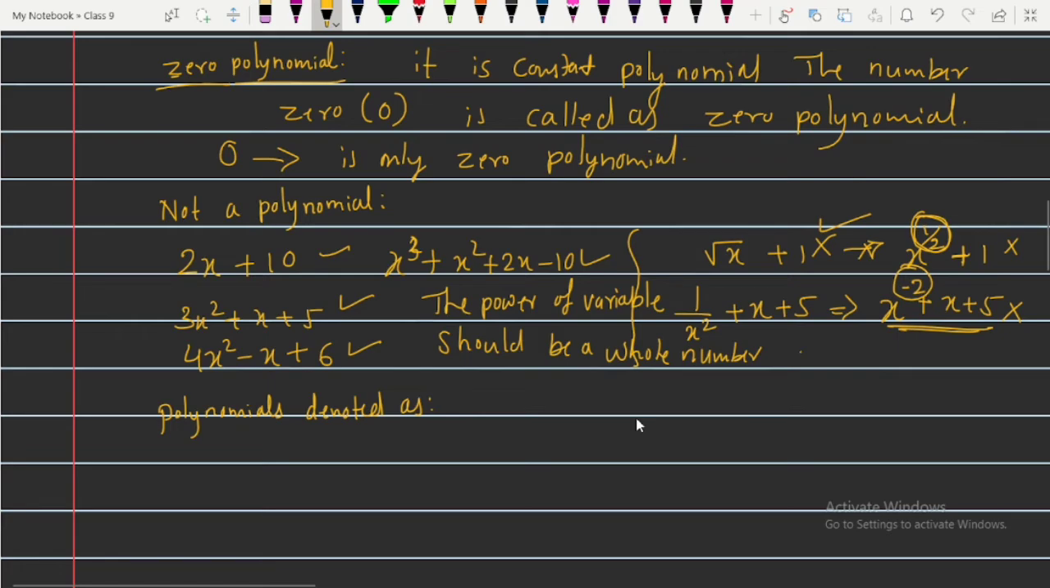You can give again x raised to minus 3, 2x plus 5. This is also not a polynomial because the power of the variable is negative. So if the power of the variable is not a whole number, then it is not a polynomial. I hope you understood which are polynomials and which are not. The power of the variable should be a whole number in a polynomial. Otherwise they are not polynomials. So this is about polynomials and non-polynomials.